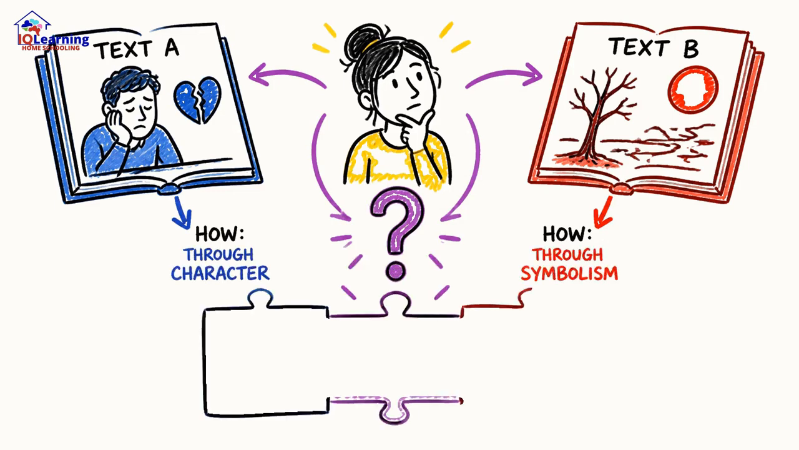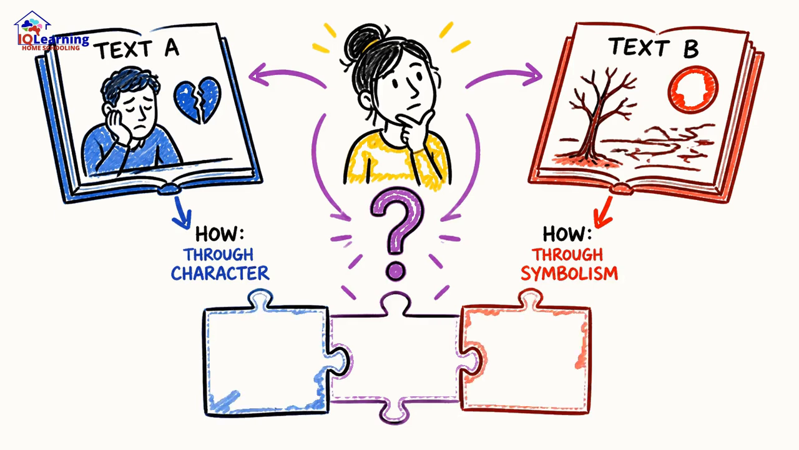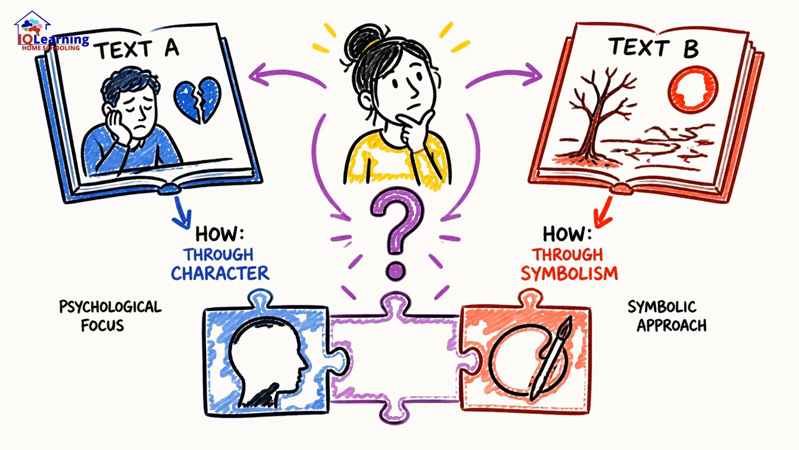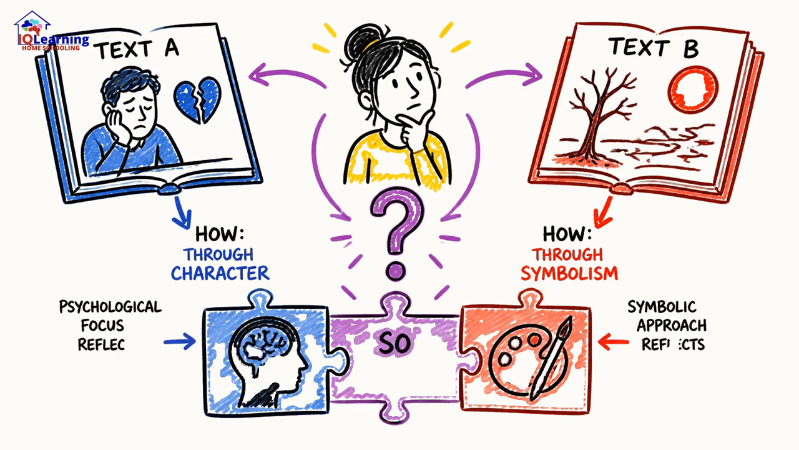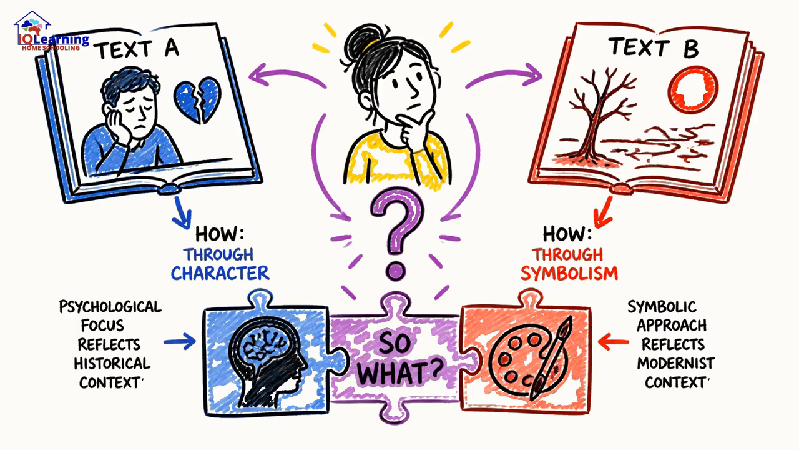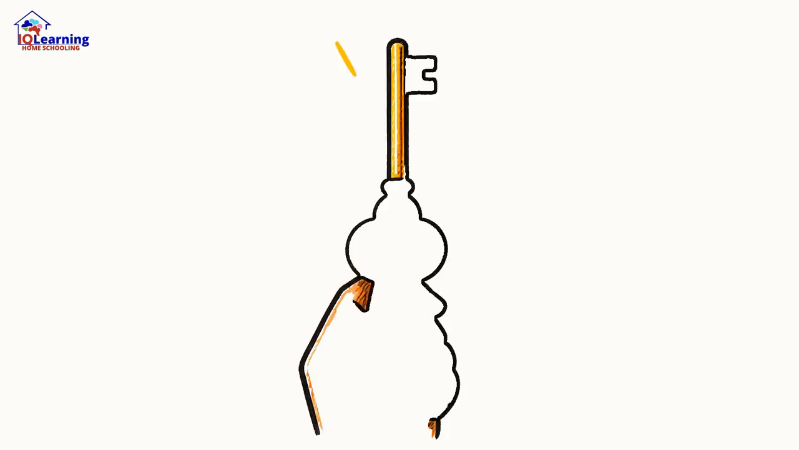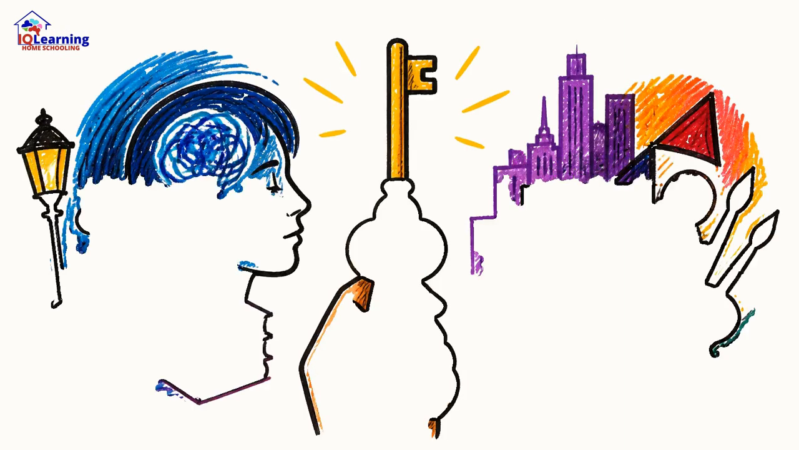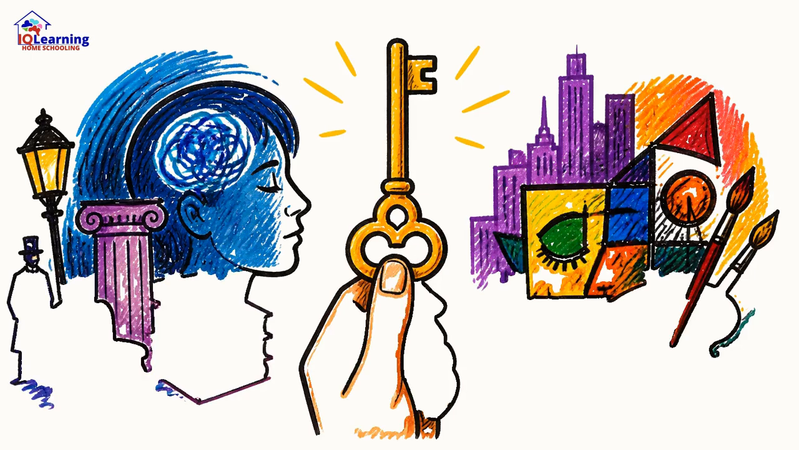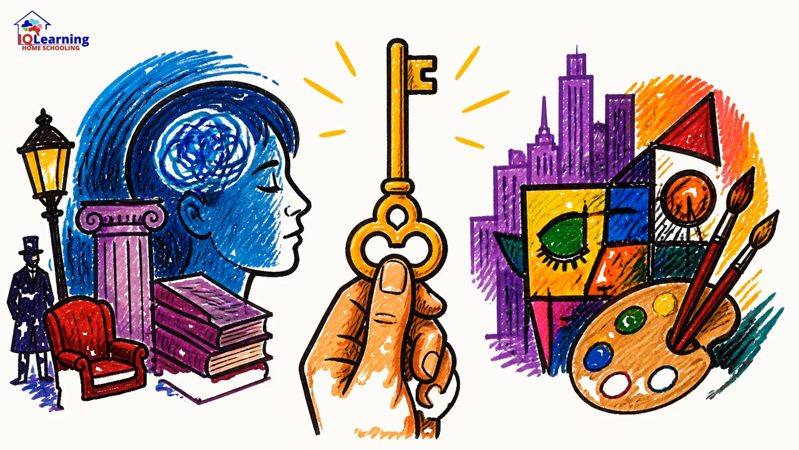This is where real analysis begins. It connects the how to the why. You don't just say the approaches are different. You explain that one text's psychological focus reflects its historical context, a time obsessed with the inner self. Meanwhile, the other's symbolic approach reflects its modernist context, a period of artistic experimentation. Suddenly, the difference isn't just a detail, it's a clue to how entire cultures make meaning. You're using context as an interpretive key.